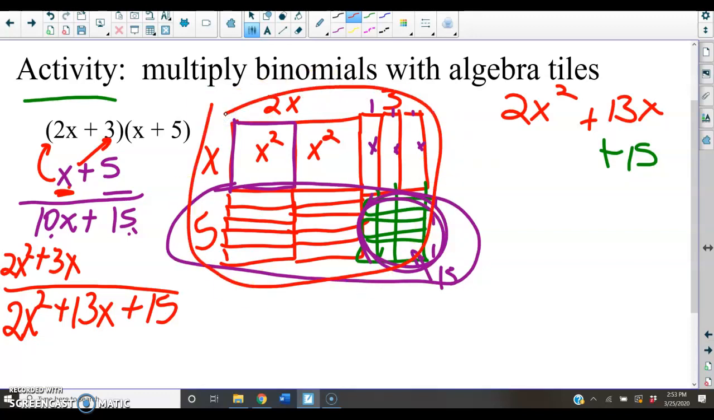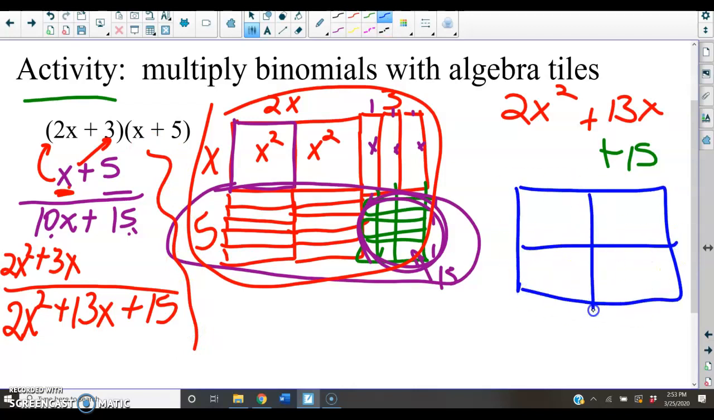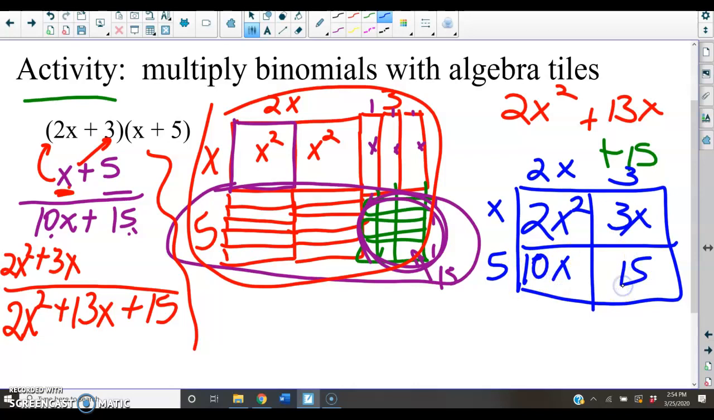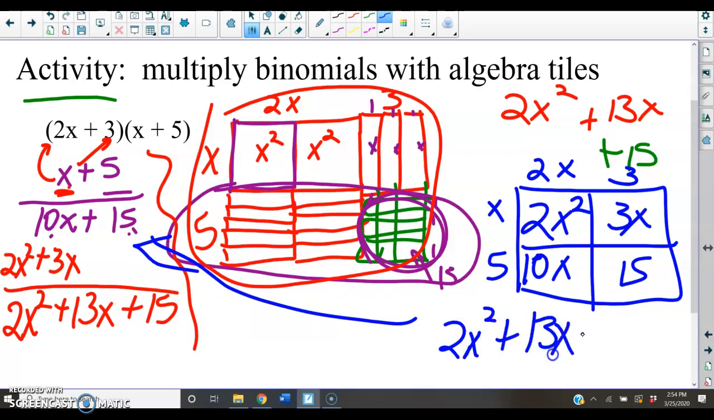So what you just saw is multiplying with the algebra tiles. The table isn't a lot different. Multiplying vertically, and let's look at the table real quick. So if we did 2x and 3, x and 5, it's going to be those same products that we saw, 10x and 15, that we saw over here, and you're going to get the same thing when you add your like terms. In this case, they were both positive. Everything was positive, so we didn't have to worry about any negatives.